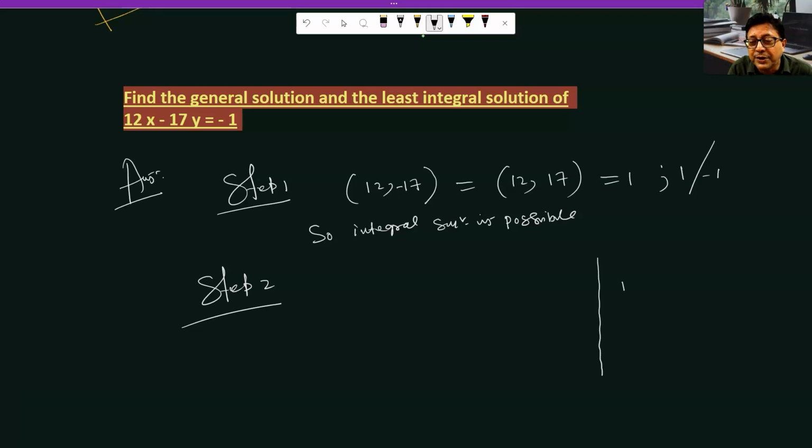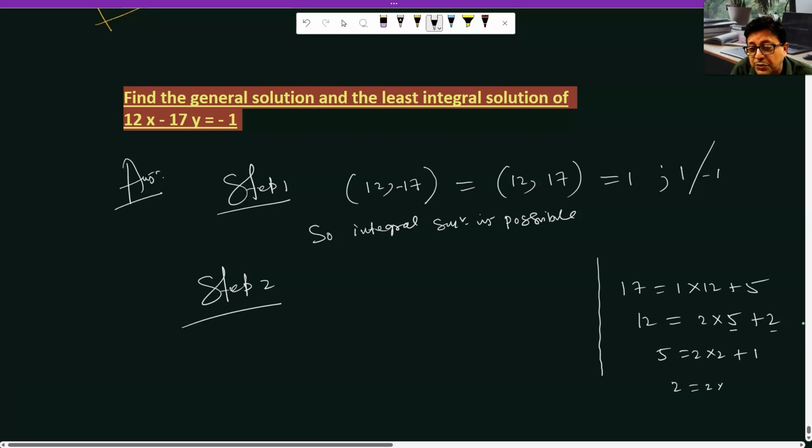What is 17 over there? 17 is 1 into 12 plus 5. 12 is what? Extended Euclid's lemma, I told you it is very useful. 12 is 2 into 5 plus 2. Then continue with 5 and 2. 5 equals 2 into 2 plus 1. Then 2 is 2 into 1. Done. So GCD is 1.